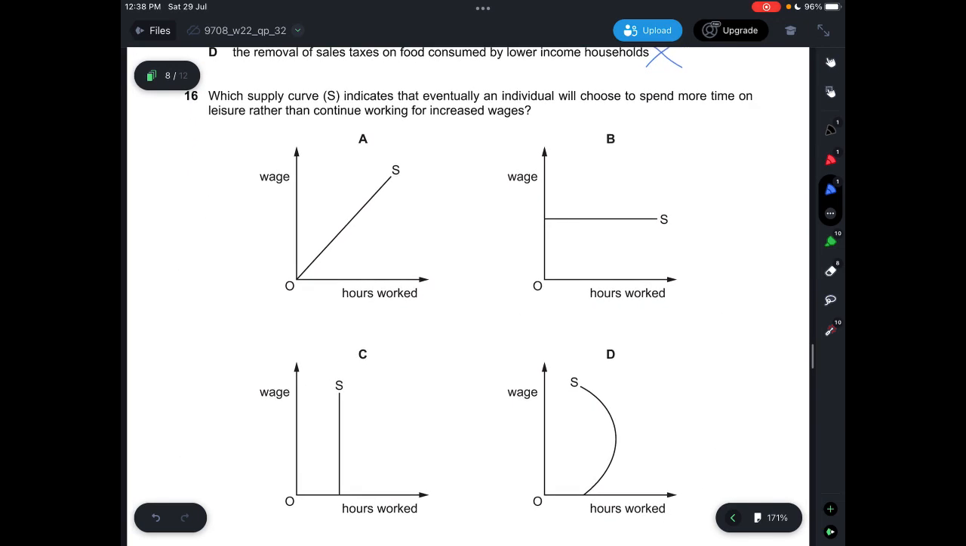Question 16, which supply curve indicates that eventually an individual will choose to spend more time on leisure rather than continue working for increased wages? Okay. So A, you can see that the longer the hours worked, the higher the wages. So this is not correct.